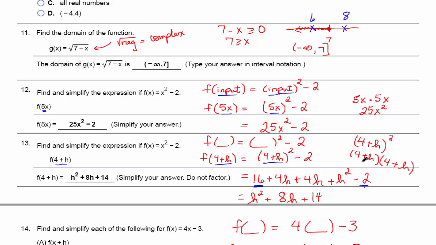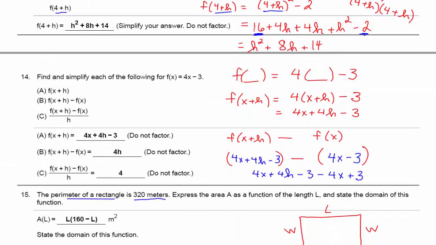So grinding it out, 4 times 4, 16. 4 times h, a 4h. Another 4h. h times h is h squared. But let's not forget this minus 2 on the end. And if you clean this up, you get h squared. I've got 2 of these 4h guys, so 8h. And then 16 minus 2 is 14.